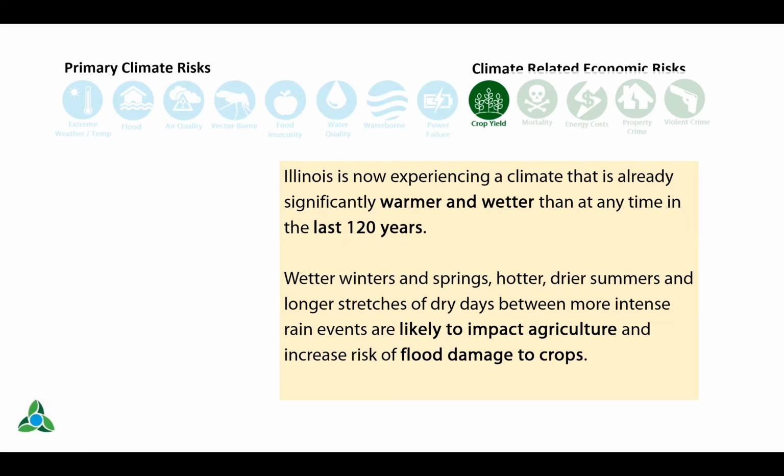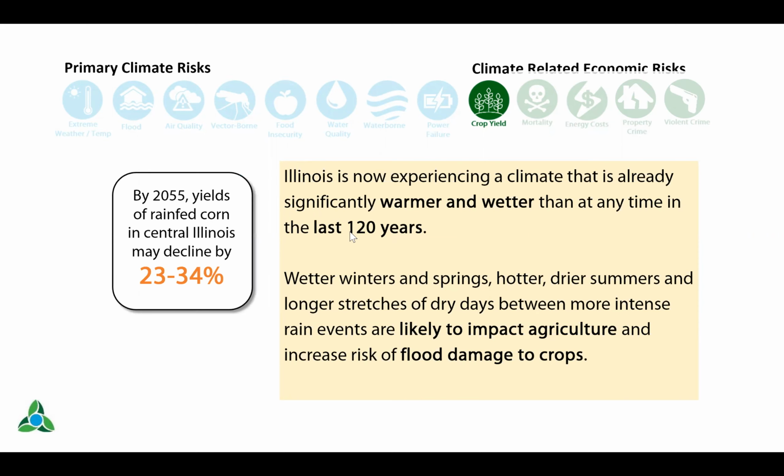All of those are likely to have some impact on agriculture, not just in Illinois, but globally. That can also increase risk of flood damage to crops and food security concerns. By 2055, it's projected that yields of rain-fed corn in central Illinois may decline by as much as 34% annually.